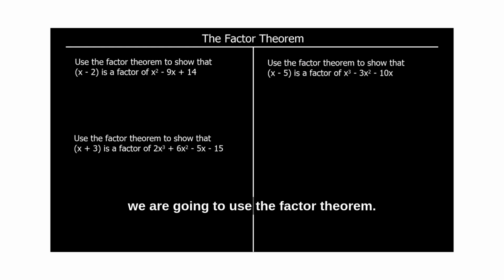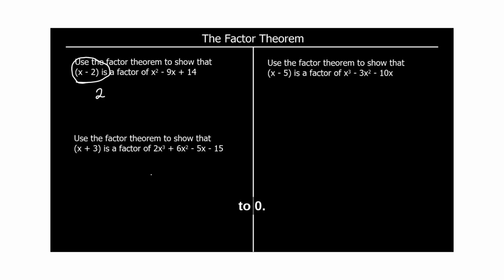In this video, we are going to use the factor theorem. The factor theorem is an easy way of finding out a factor of a polynomial. So the factor theorem says that if x minus 2 is a factor, then if we substitute in 2, what makes it 0, we would get an answer equal to 0.